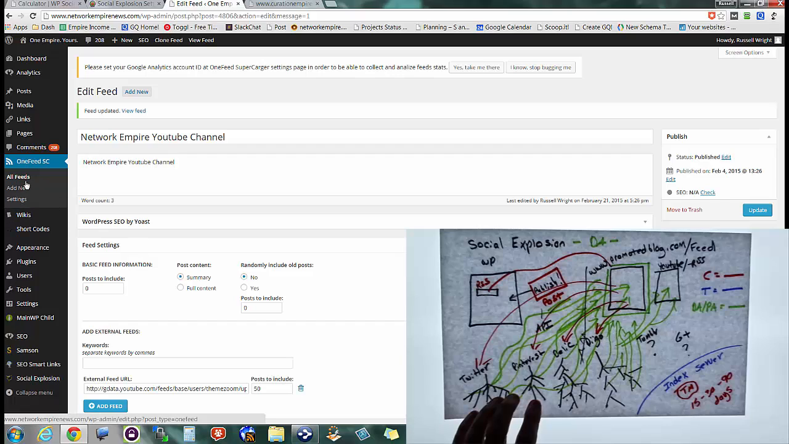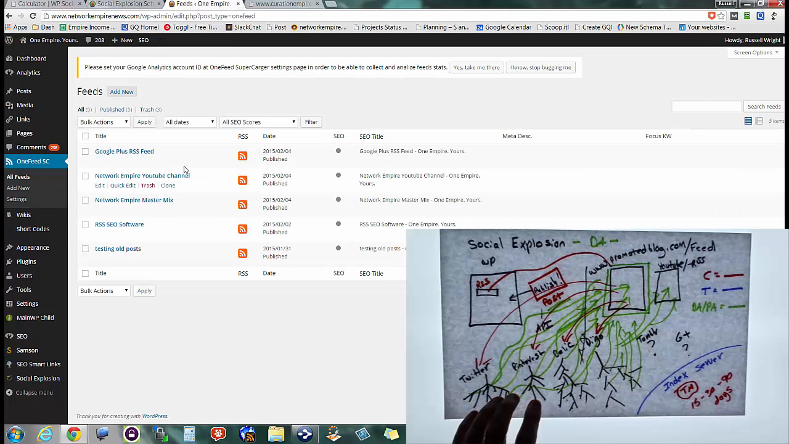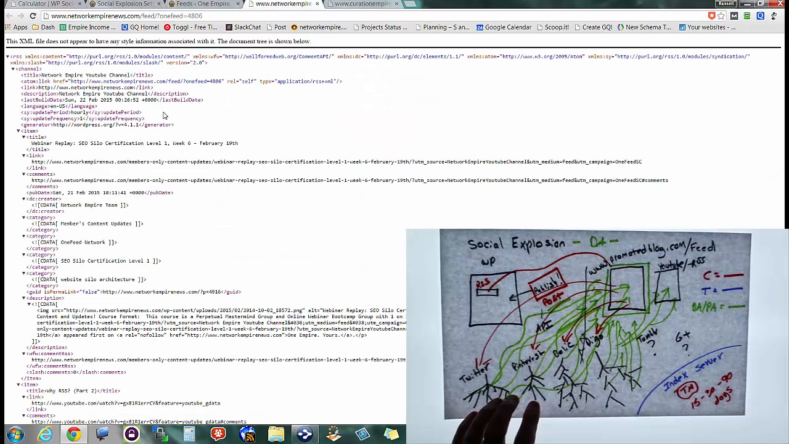Okay, let's go look at all these feeds here. Let's go ahead and hopefully this will work. So here's the feed, and now you can see that the thing that I put sticky at top should be there, I'm hoping.